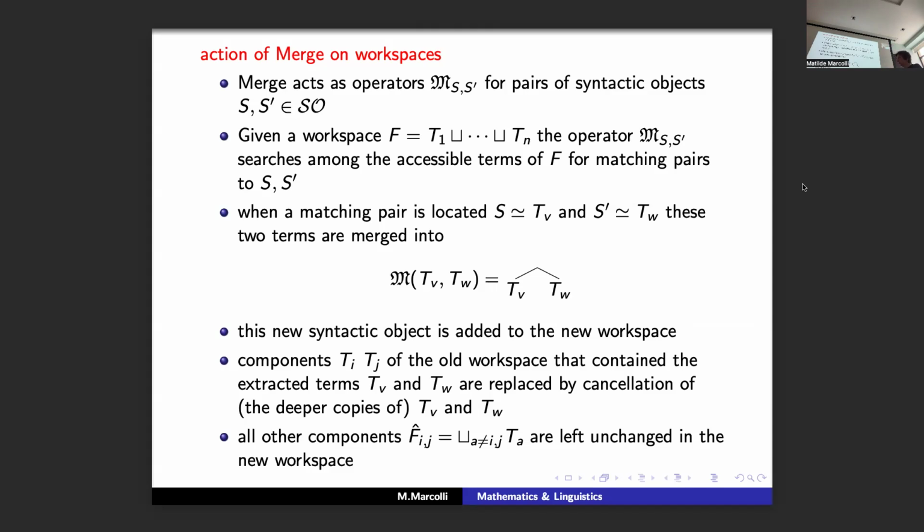And the components where these matching terms are coming from are replaced by the corresponding quotients, which corresponds to what in linguistics is called the cancellation of the deeper copy. And the remaining components that are not affected just remain unchanged in the new workspace. Okay. So this is the way this is described.